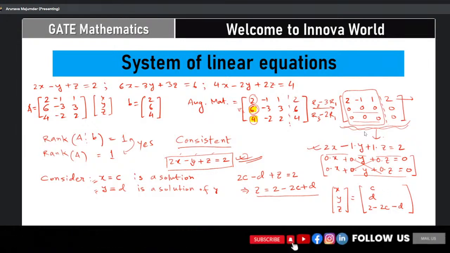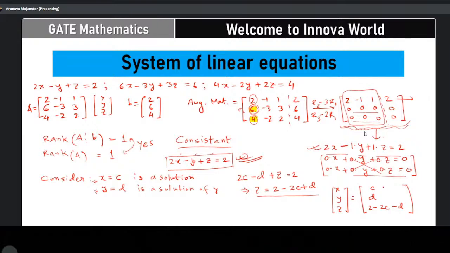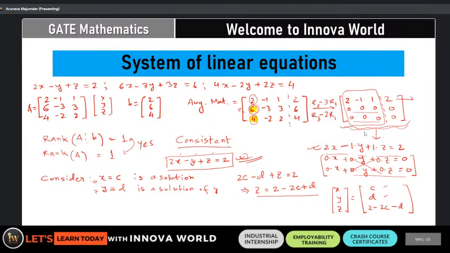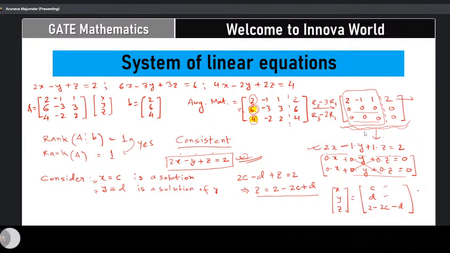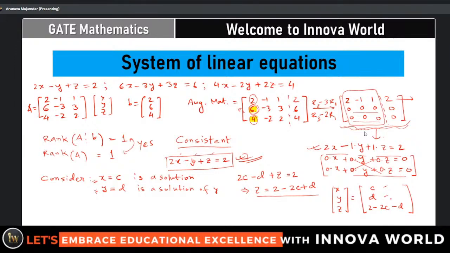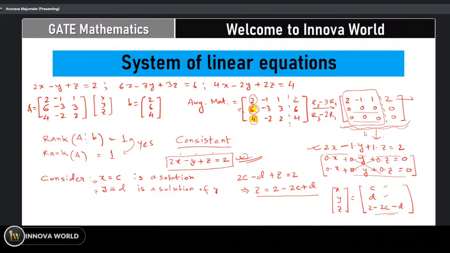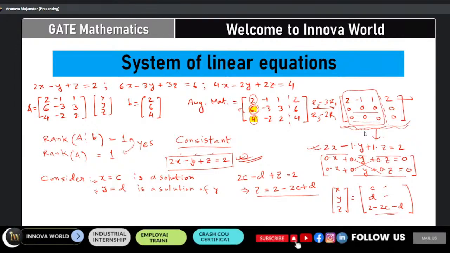This gives infinitely many solutions, because you can change the values of c and d according to yourself, and for each change you get a different solution. But the form of the solution will always be c, d, and 2 minus 2c plus d. It will always follow this particular relation, but the number of solutions is infinite.